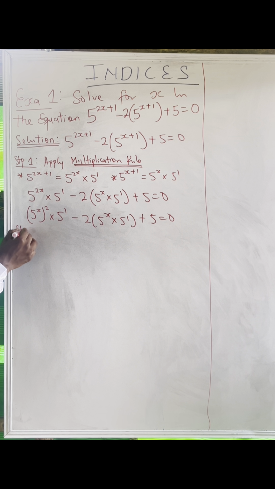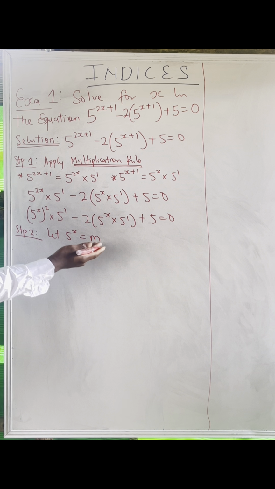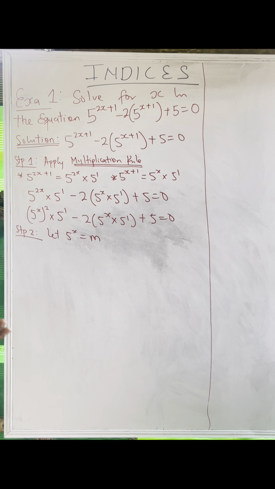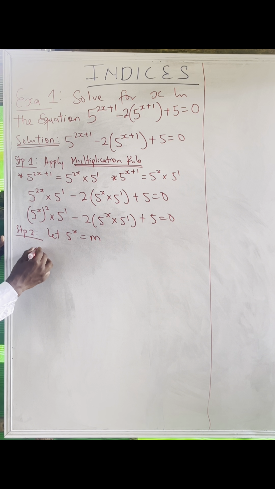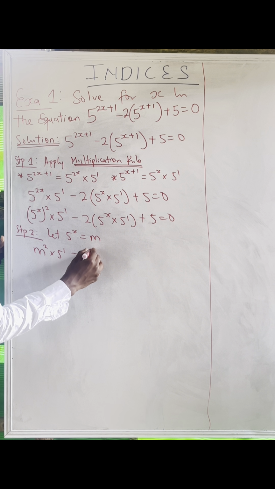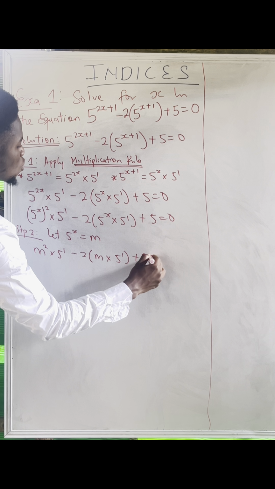Step 2 is that I will let 5 raised to power x equal m. If you wish, you can use any letter you want. If I represent 5 raised to power x as m, then 5 raised to power 2x becomes m squared. So I get m squared times 5 raised to power 1, minus 2m times 5 raised to power 1, plus 5 equals 0.